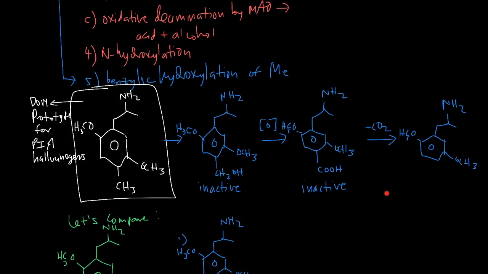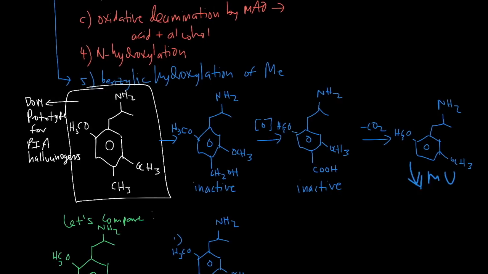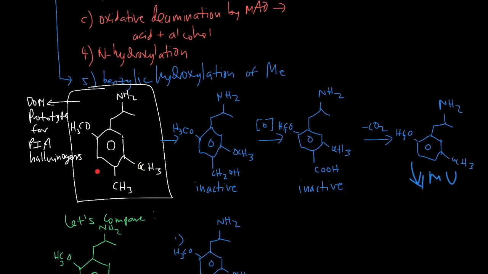So this is actually less potent. So, summary of benzylic hydroxylation. You're basically turning the methyl group and removing it by turning it first into an alcohol, then an acid, and then removing it. Basically, it looks like MAO oxidation. You got your acid and your alcohol, except you're removing the methyl group.